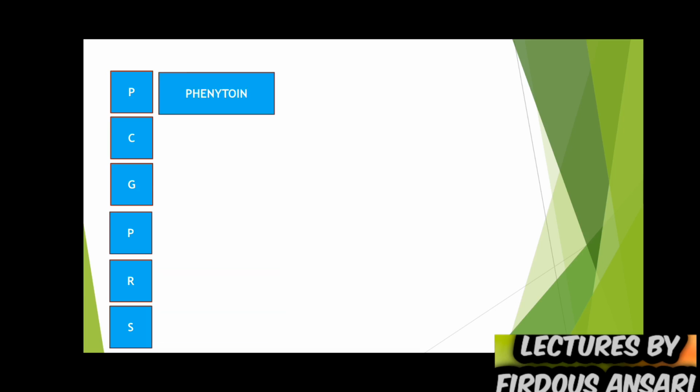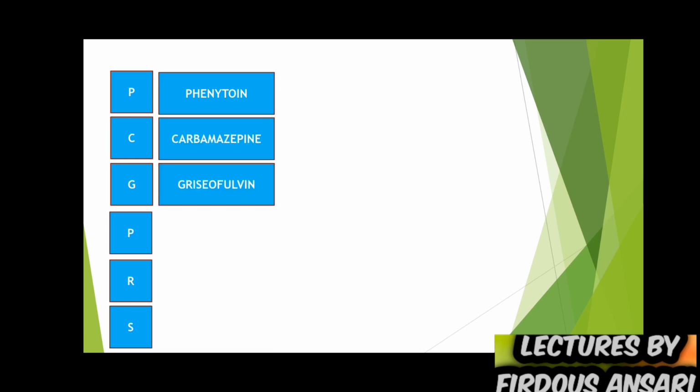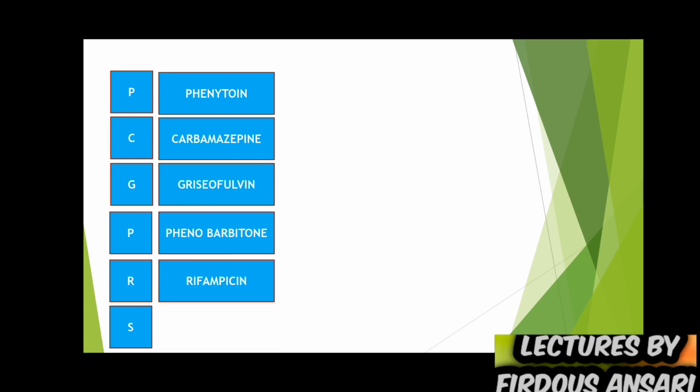So P is for phenytoin, C is for carbamazepine, G is for griseofulvin, P is for phenobarbital, R is for rifampicin, which I gave as an example, and S is for smoking. So all these will cause induction of microsomal enzymes. Whatever microsomal enzymes are there, if you give these drugs, it will cause induction, meaning it will increase the synthesis of the microsomal enzyme.